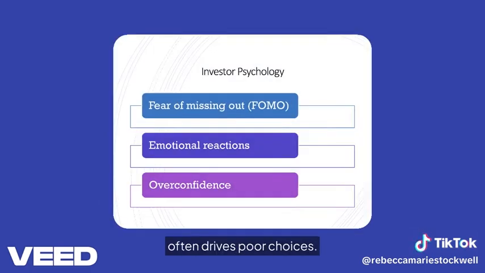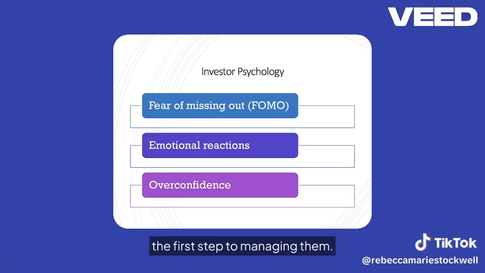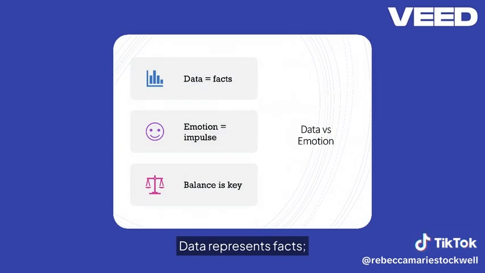Investor psychology often drives poor choices. Fear of missing out, emotional reactions to news, and overconfidence in our own judgment can all override data. Recognizing these biases is the first step to managing them. Data represents facts. Emotion represents impulse. Effective investors respect both, but let data lead. Our goal is balance. Use numbers to guide decisions while staying aware of the emotional forces at play.